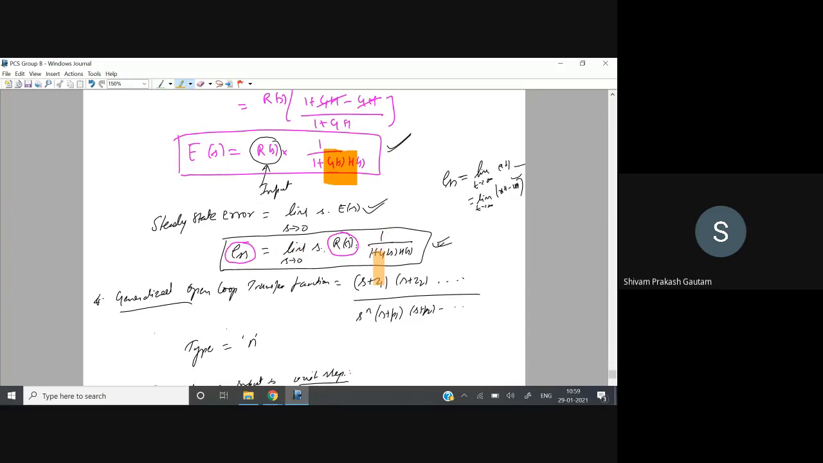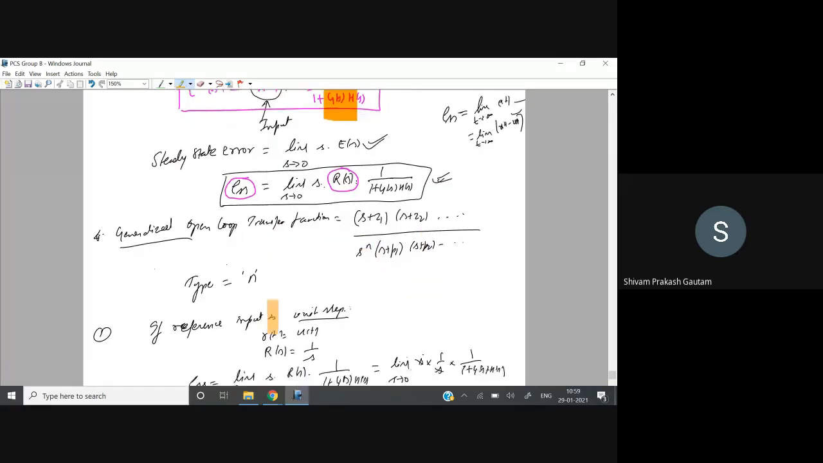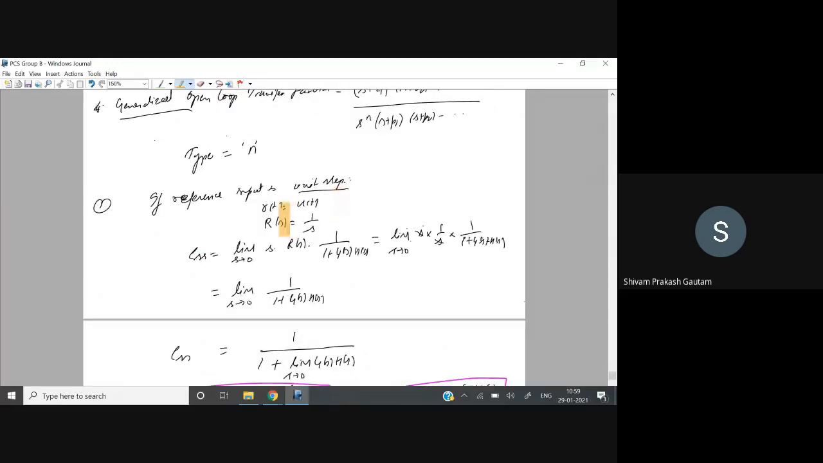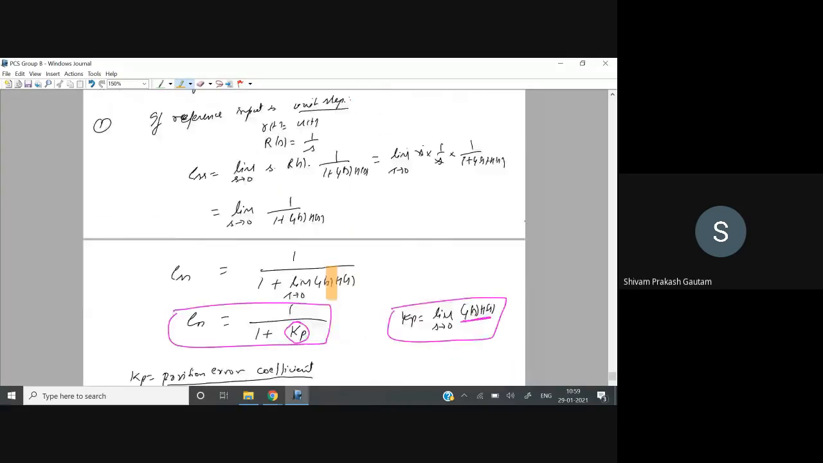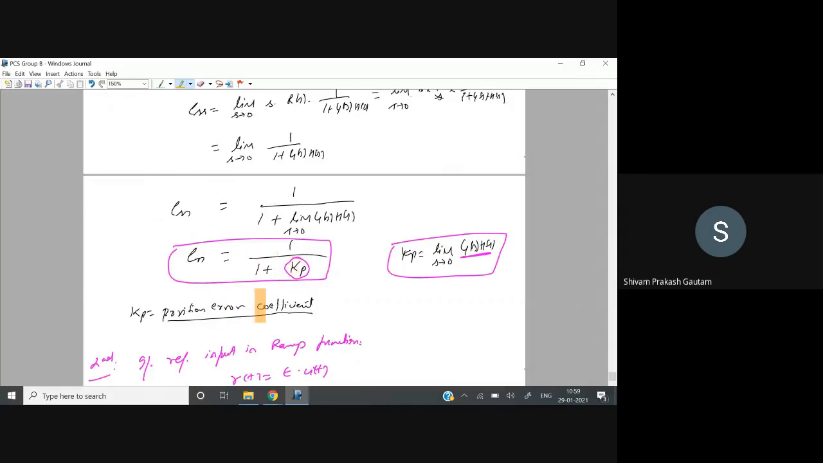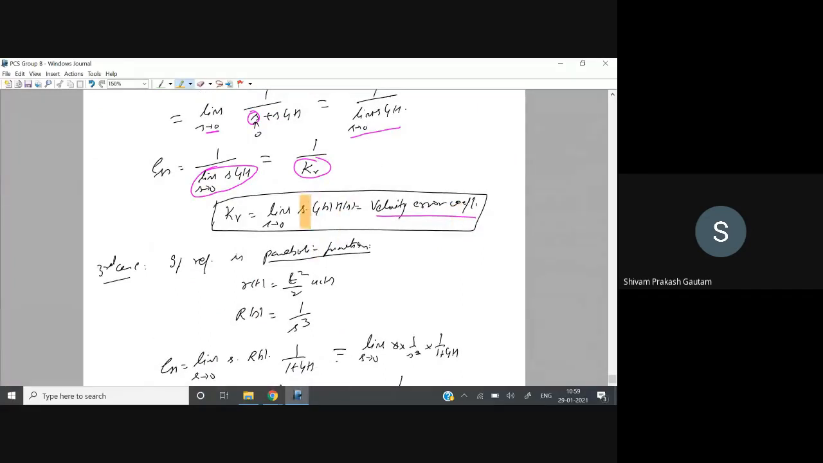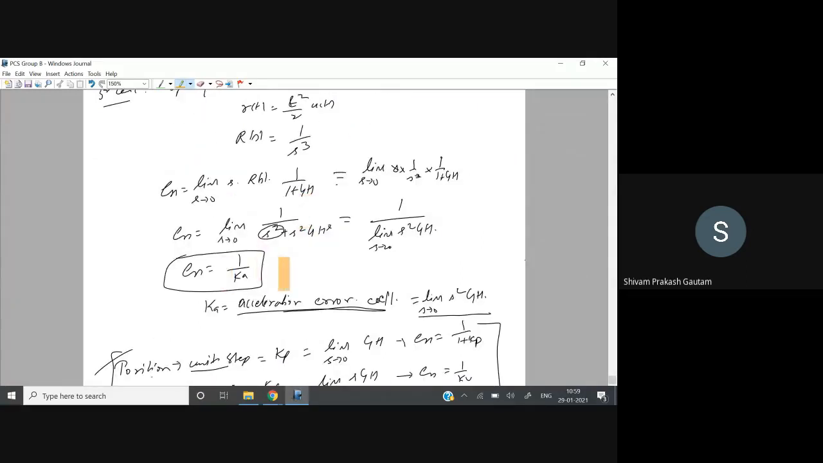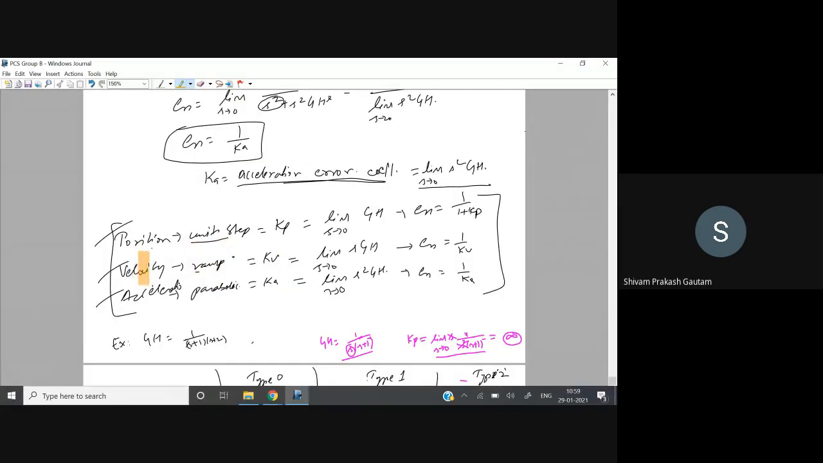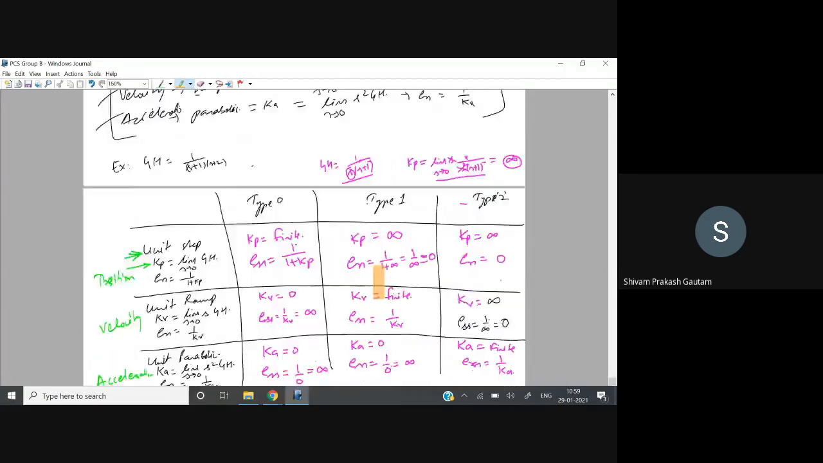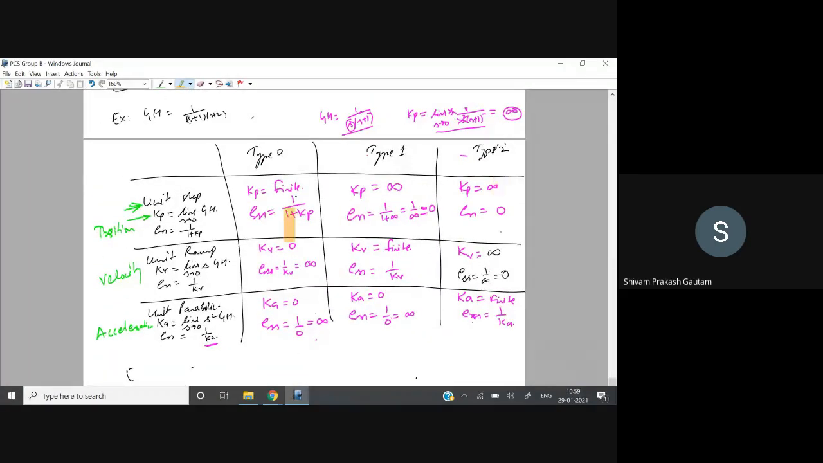So here we have calculated the generalized transfer function, type 1. For reference input unit step, we get KP, that is position error coefficient. For unit ramp we get velocity error coefficient, where an S term is extra. For unit parabola we get acceleration error coefficient. So this is the formula: position error coefficient, velocity error coefficient, and acceleration error coefficient. The difference is S to the power 0, S to the power 1, S to the power 2. Now I have built a generalized table for type 0, type 1, and type 2 systems, and calculated the position, velocity and acceleration error coefficients for different types of system.